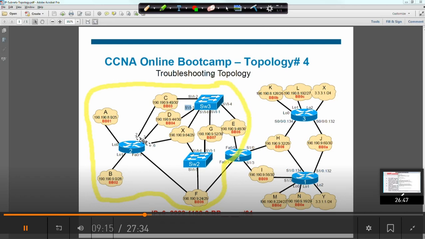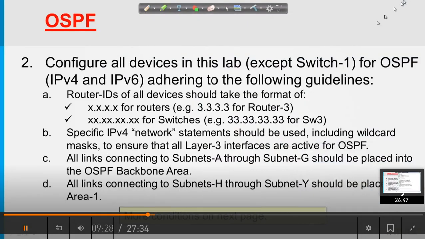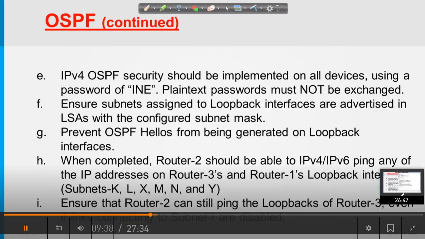That's right, area 0. So everything here that I've drawn in this yellow circle is going to be in area 0, all those links. And all links connecting to subnets H through subnet Y should be placed in area 1. Okay, let's keep going.